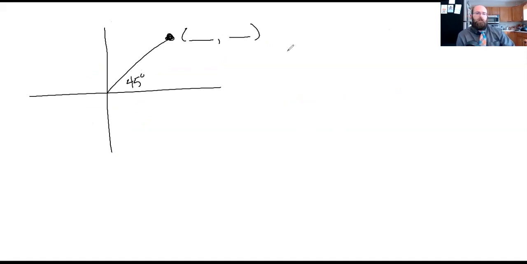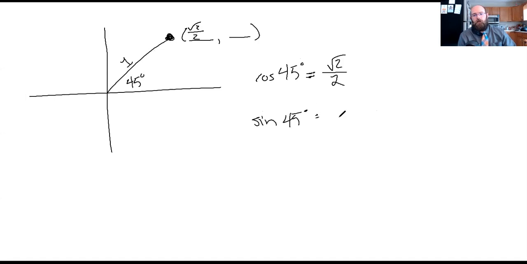So my x part of this is going to come from cosine of my angle. My angle in this case is 45. Again, we're assuming that this is 1, our radius. Cosine of 45, for my last video, I told you should memorize this, but it is square root of 2 over 2. So that's my x coordinate. And my y coordinate comes from sine, so sine 45 also equals square root of 2 over 2. So that's kind of cute here.